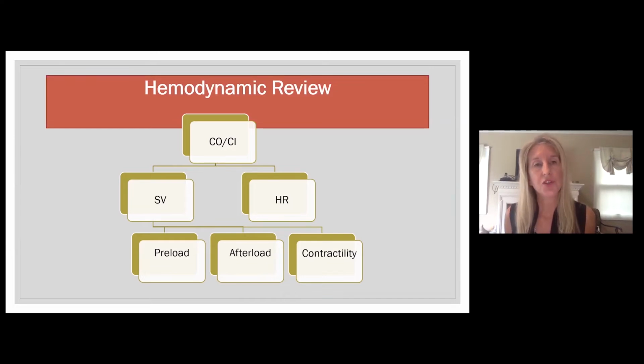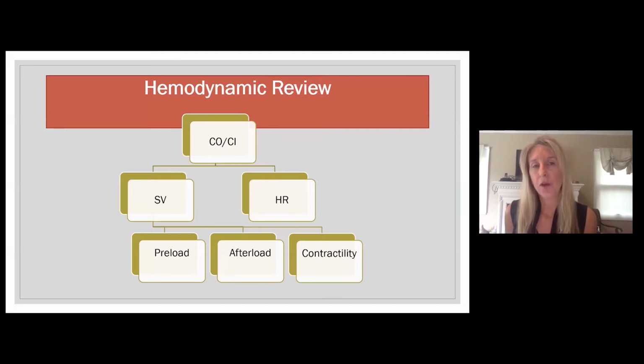The second component to stroke volume is afterload. And if you remember, that's how hard the left ventricle has to pump to get blood to your tissues. We increase patients' afterload all the time when we add vasopressors, such as norepinephrine and neosynephrine. We can decrease a patient's afterload by adding a vasodilator, such as nitroglycerin. And oftentimes when patients present with acute chest pain, we want to decrease their afterload, so we decrease that workload of the heart.